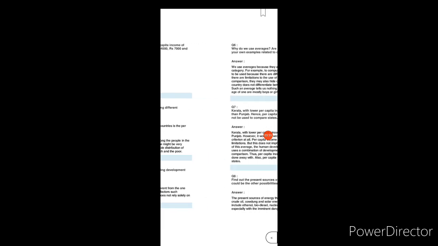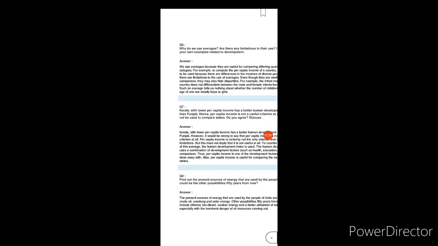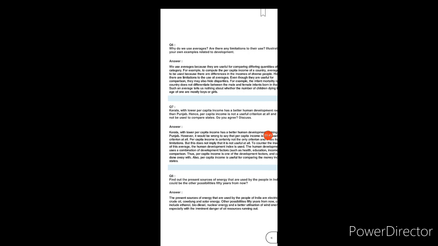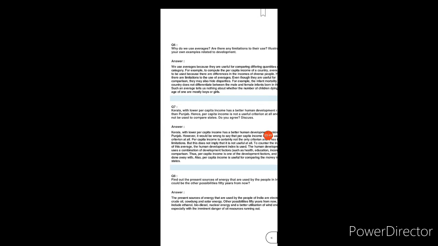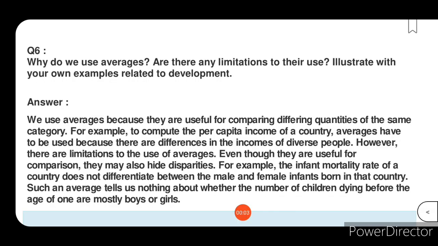Question 6 is, why do we use averages? Are there any limitations of their use? Illustrate with your own example related to development. Answer is, we use averages because they are useful for comparing differing quantities of the same category. For example, to compute the per capita income of a country, averages have to be used because there are differences in the income of diverse people.